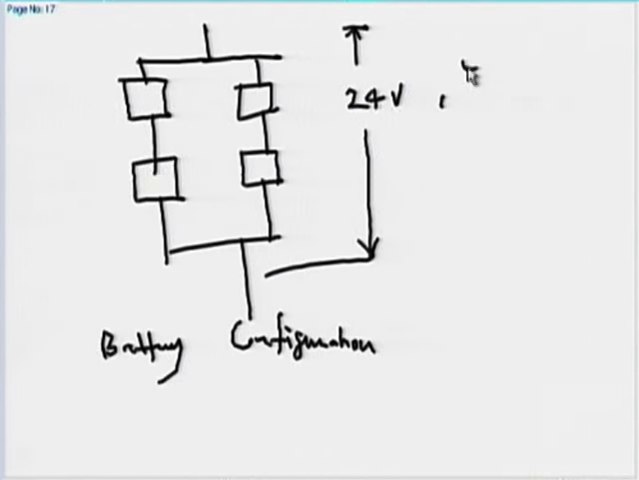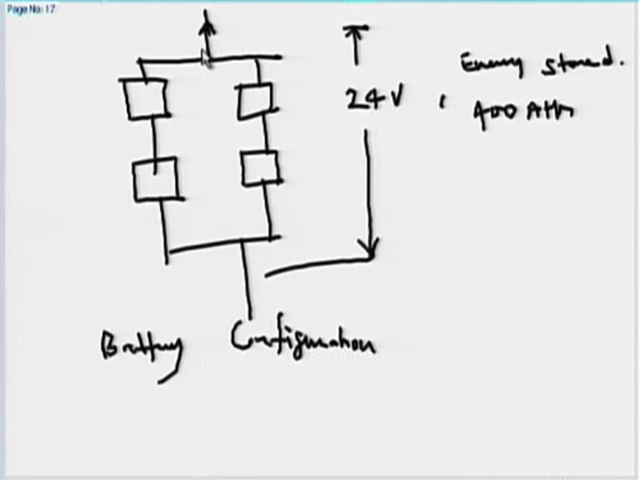Total energy stored. How much is the energy stored in total? You have 4 batteries of 100 ampere hour, so the total energy stored is 400 ampere hour. Your storage requirement was only 373, so it is good enough.